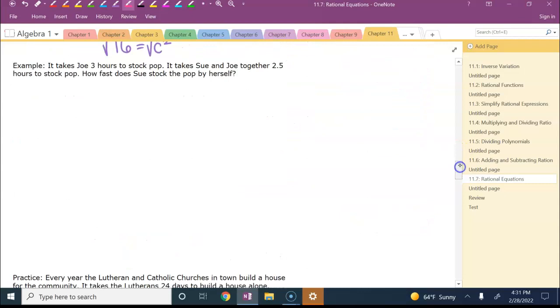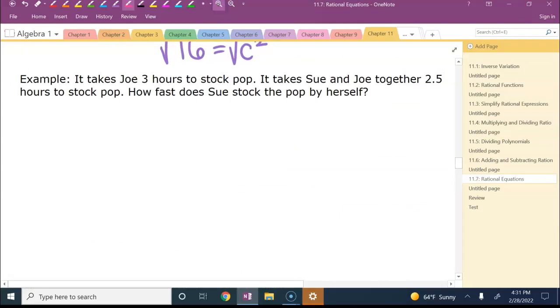For our last couple problems here, we're talking about people working together and kind of how much they can do or how long a job takes them individually, and then we're going to try to figure out how long it would take them to do the same job together. Or they might tell you how long it takes them to do something together, and you want to figure out how long it would take someone to do it by themselves.